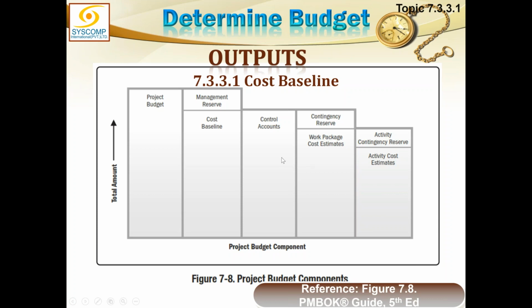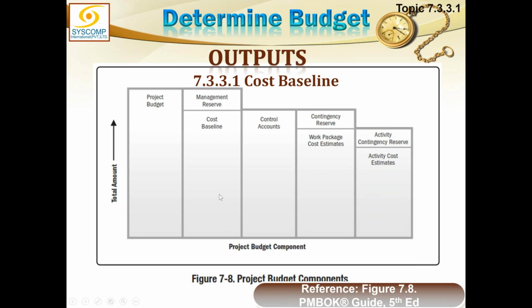So in a control account, there are many work packages. All those work packages and their contingency summed up together is called control account. But control account, because this is a finance term, this is an accounting thing, therefore it cannot have its own reserve. So all the control accounts in the project sum up together, they will form the cost baseline. So there is no control account contingency here, no contingency for this. So cost baseline is the time phased estimate for the whole project.